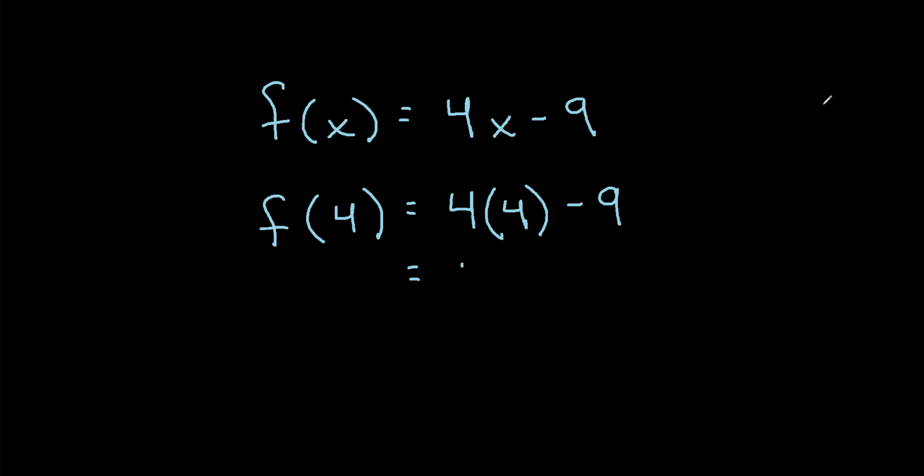4 times 4 is 16 minus 9. And 16 minus 9, that's 7. So f of 4 is equal to 7. That's what this function is equal to when we plug in the value 4 for x.